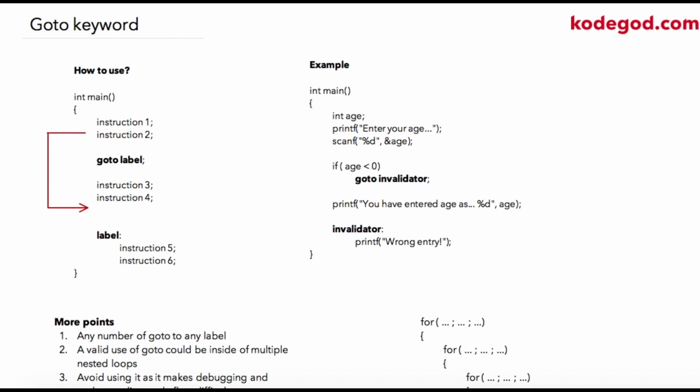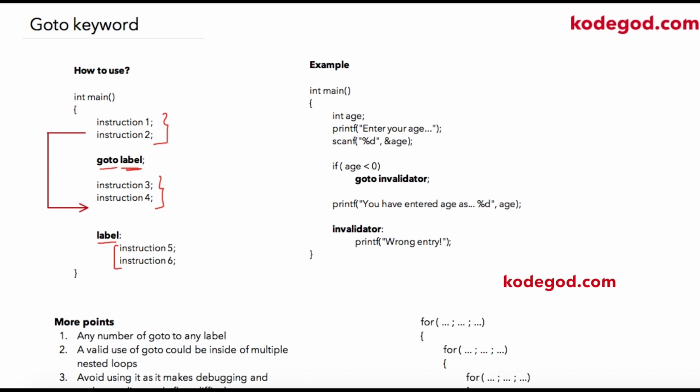So here's the syntax of how to use the Goto keyword. Suppose we have some instructions in your program. Then we have Goto, which is a keyword which instructs the compiler to take program control to a particular label. Wherever we define a label, all the instructions coming after your label will be executed. So this whole code block will be skipped.